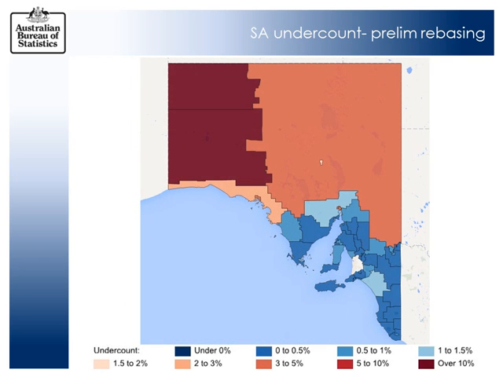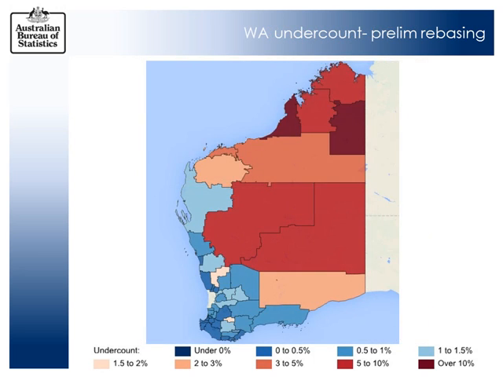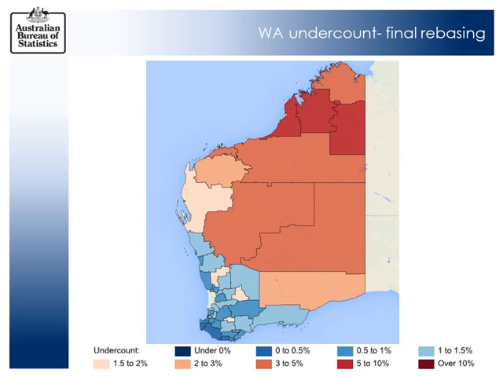Some SA2s have gone up because the preliminary share of undercount was estimated to be too low, and others have gone down because their undercount was estimated to be too high. But for most of Australia's regions, there was very little difference. Out of all SA2s, around 95% of them changed by less than 1%. And in WA, it is important to note that it had no impact on part of state ERP.